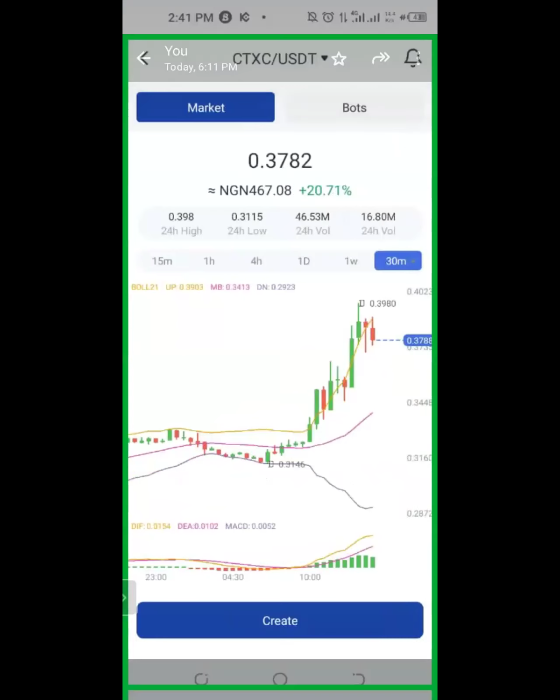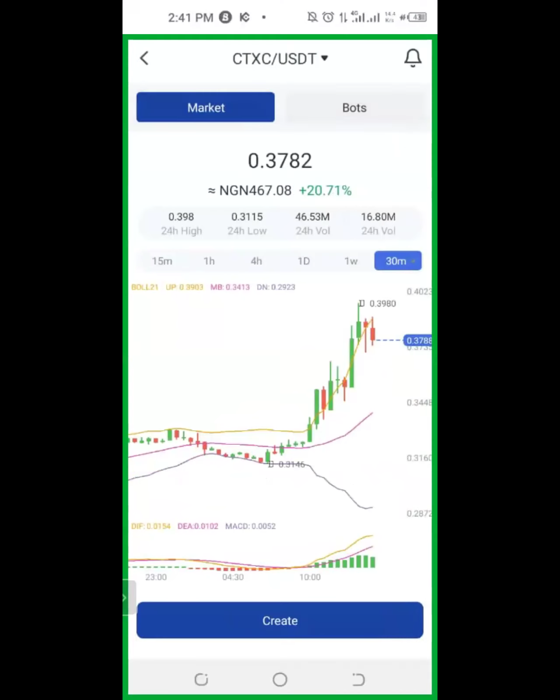You can see that this coin pumped to 20%. In how many minutes is this? That's about 1, 2, that's 1 hour, 2 hours, 3 hours, 4 hours, 5 hours, 6 hours, 7 hours. So in about 7 hours, this coin did 20%.